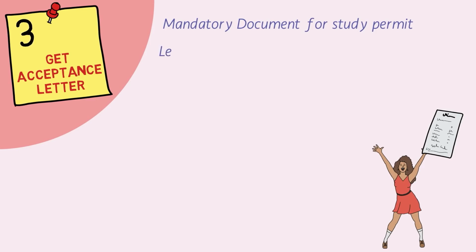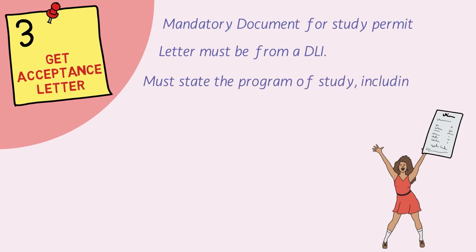Now the acceptance letter must be from a DLI college. So while you are researching for the colleges or universities, you must make sure that they are designated learning institutions. DLI stands for Designated Learning Institution. If the college or the university is a designated learning institution, it would be mentioned very clearly on their website. Now the acceptance letter must state the program of study, including the start and the end dates.